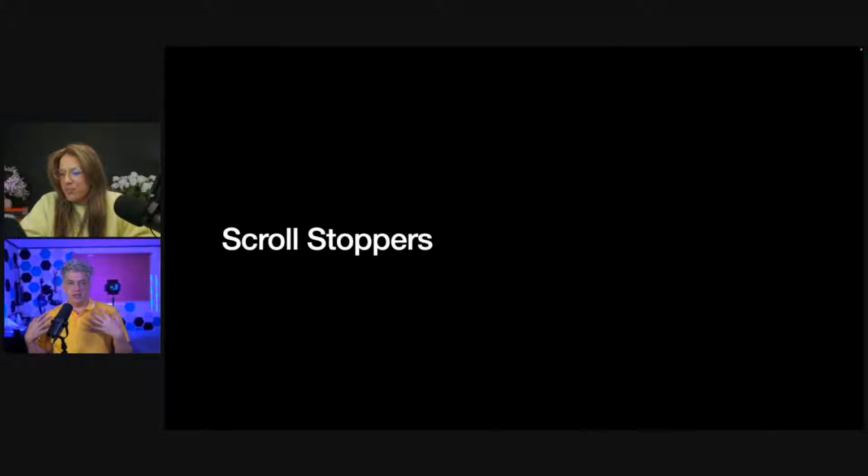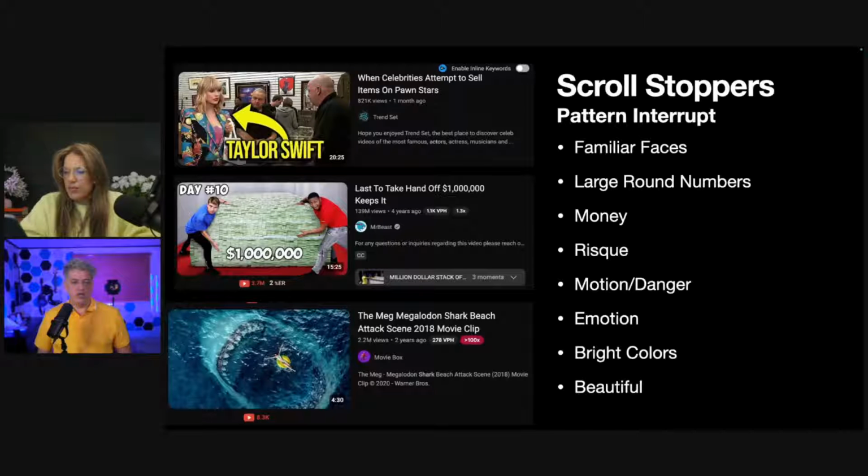So the next type of technique or element to our thumbnails is scroll stoppers. And this is where you create a pattern interrupt. And here's types of scroll stoppers: familiar faces, large round numbers, picture of money, risque images, motion or danger, emotion, bright colors, or things that are beautiful.